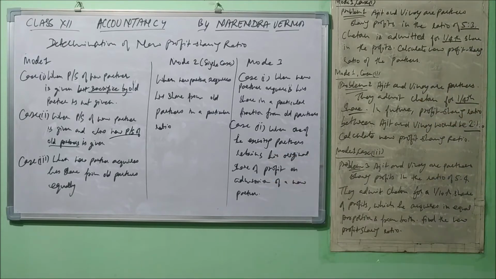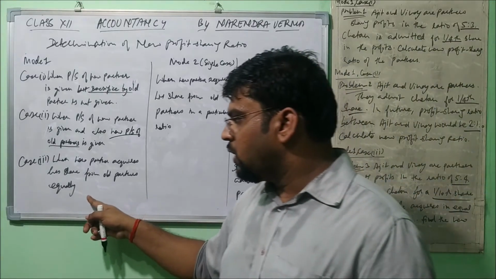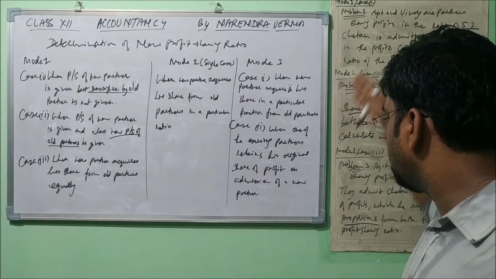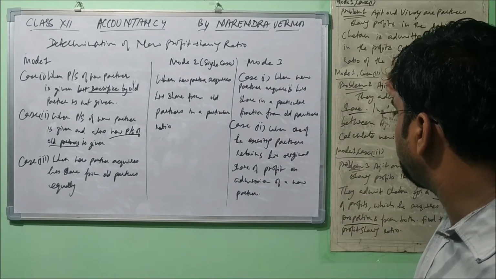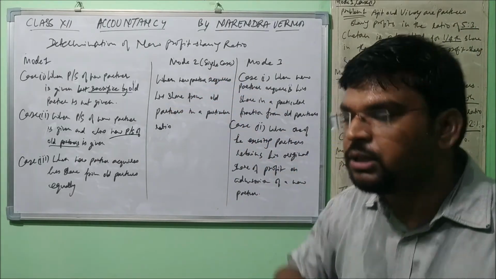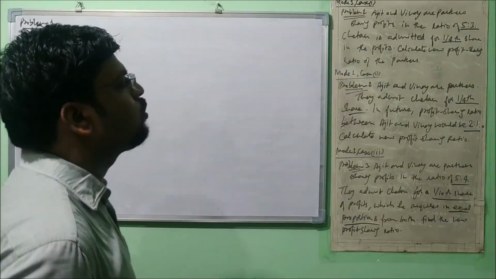Last one, we see Ajit and Vinay are partners sharing profit in the ratio of 5:4. That is the old ratio. They admit Chetan for a 1/10 share. The new partner's share is also given, which he acquires in equal proportion from both. The same case applies when the new partner acquires an equal proportion from the old partners. So these 3 are there. First we will attempt these, then we'll talk about the others. Understood the point? Now let's move on. Let's start solving all these.